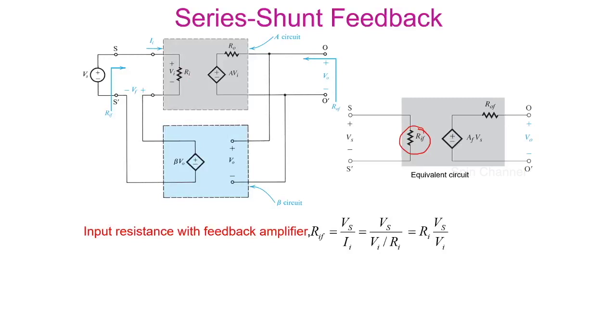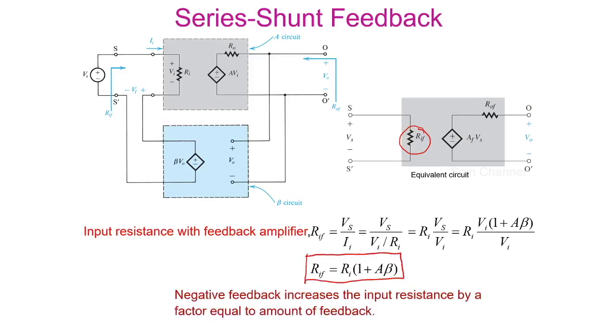On substituting the value of the source voltage obtained from the earlier slide, we end up with an expression: Rif is equal to Ri into (1 plus A into beta). So this indicates that the negative feedback increases the input resistance by a factor equal to the amount of feedback.